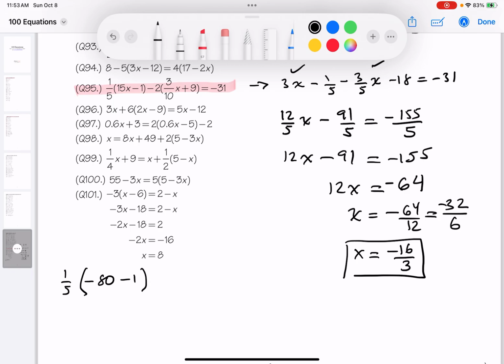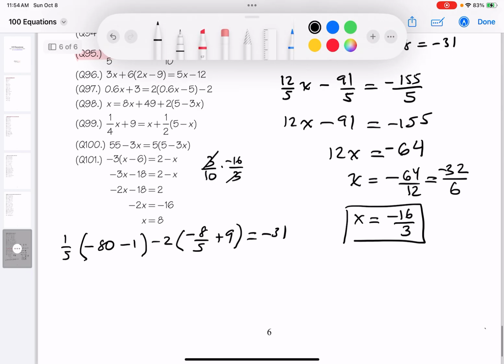Minus 1, minus 2, and 3/10, I'll write this over here for you, times minus 16/3. Well, this cancels. That's good. And minus 16 over 10 is going to be minus 8/5. Plus 9 equals minus 31. Let's see what we get now.